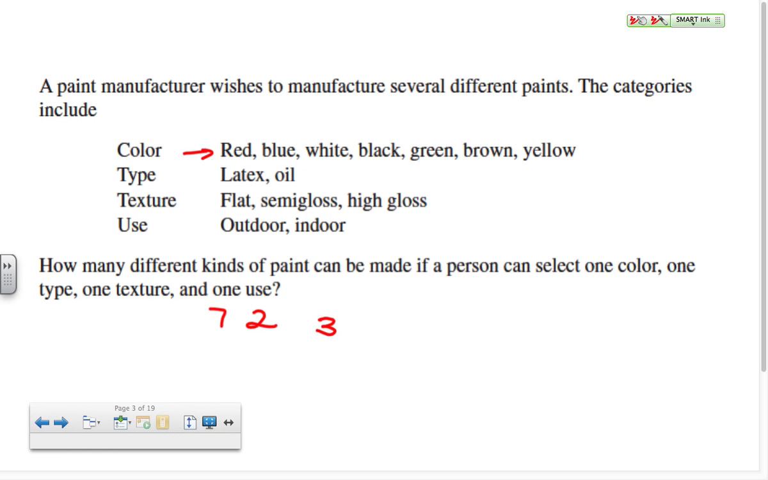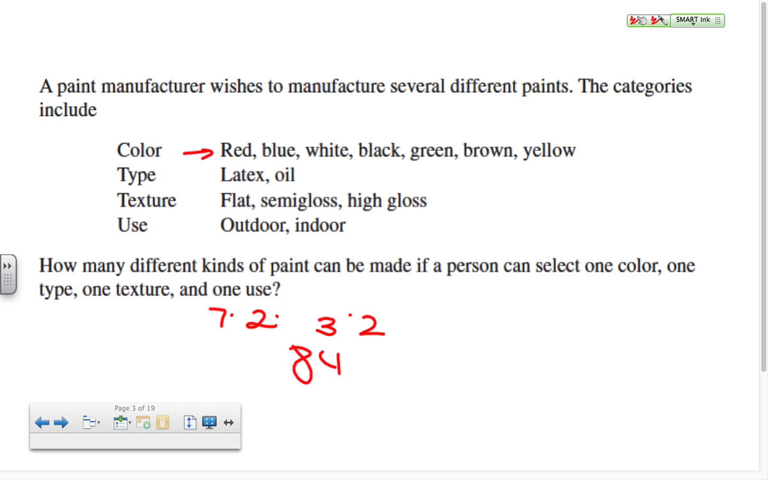112? I don't know if that's the answer or not. I can't multiply in my head that fast. Okay, so we're going to multiply them all together. 84, that sounds better. Because I thought the texture was 4 instead of 3. No, there's only 3. Okay, there you go. Alright, so there's 84 possibilities.